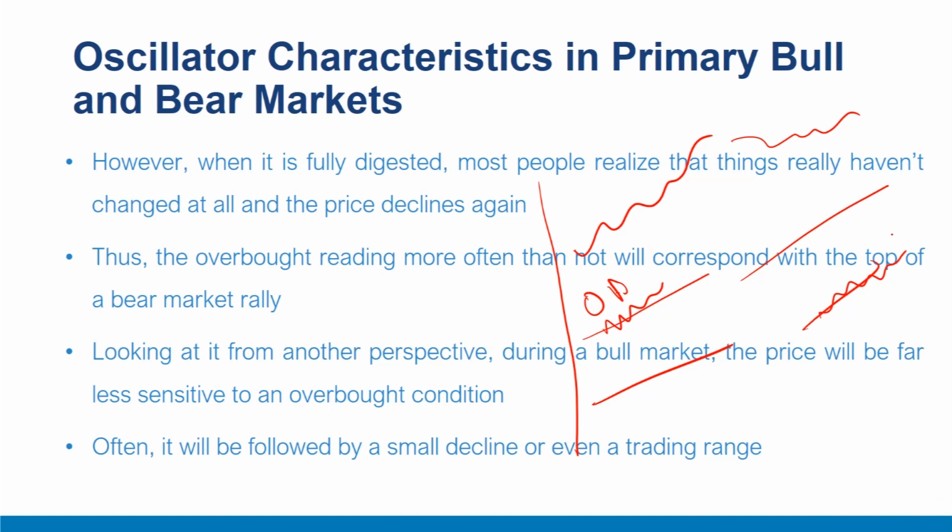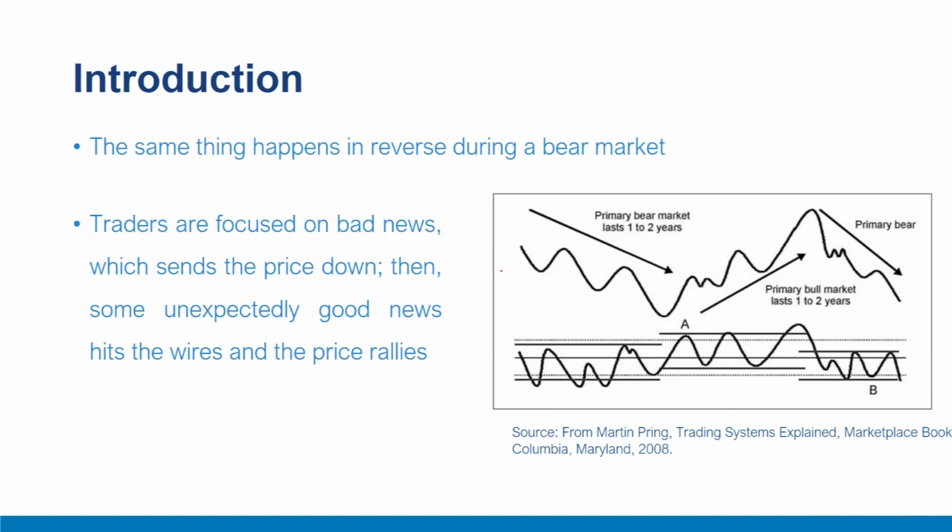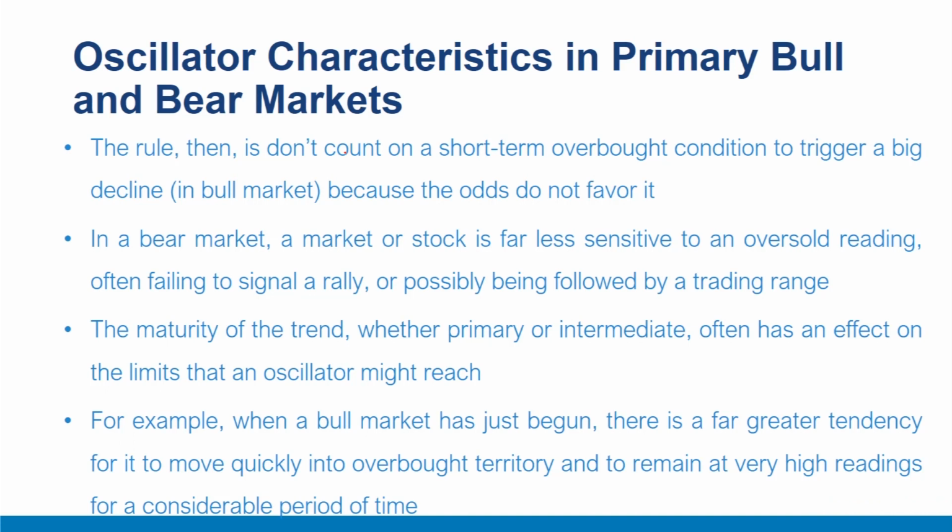And the price, looking from another perspective during a bull market, will be far less sensitive to an overbought condition. Often it will be followed by a small decline or even a trading range at a point like A, and a vice versa condition may exist for point B in a bear run. Therefore, the rule in these scenarios is don't count on a short-term overbought condition to trigger a big decline, because the odds do not favor it in a bull phase, and the vice versa situation applies in a bear phase.